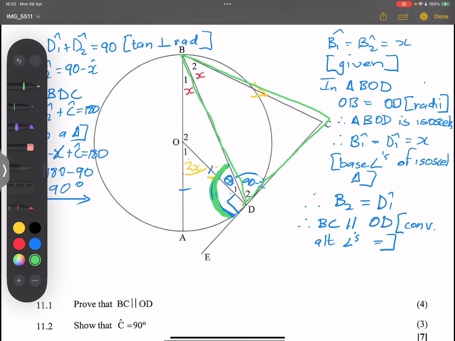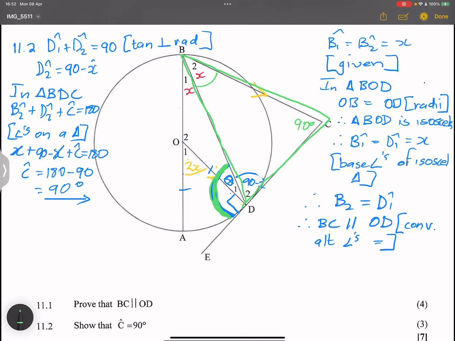And you know that the exterior angle is equal to the sum of the opposite interior angles. So the exterior angle is 90 plus X. This one is X, so therefore C has to be 90 degrees. So that's another way in which you can find that angle.